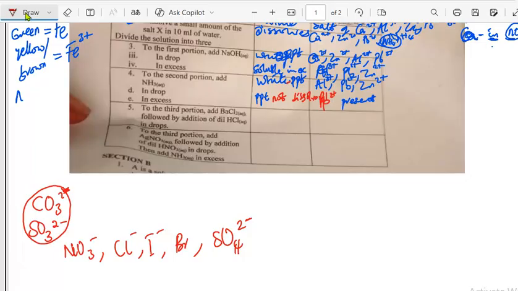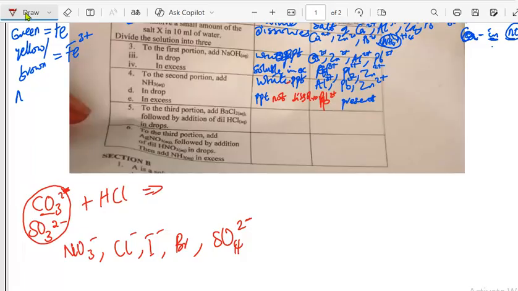Anions like carbonate ions and sulfite ions, that's SO3 2-, we can identify by simply adding dilute acid to the solution. If you add dilute acid, let's say dilute hydrochloric acid, to any solution containing a carbonate ion, you will notice effervescence. If this is what they ask you for, you report effervescence, then you test the gas. We tell them effervescence of colorless gas.